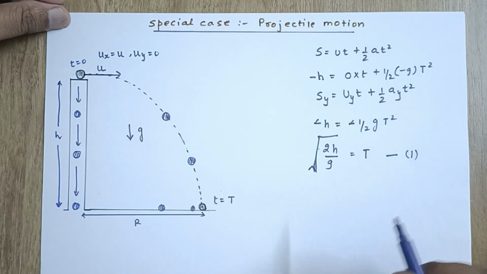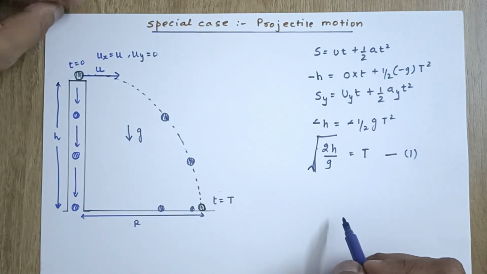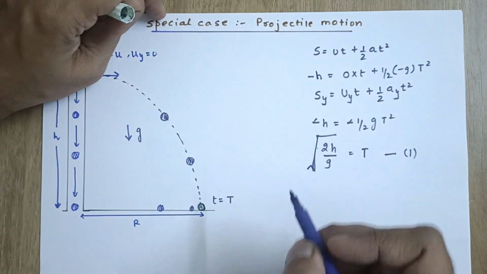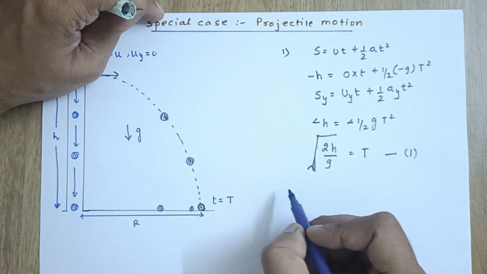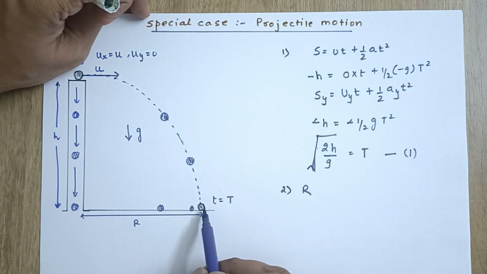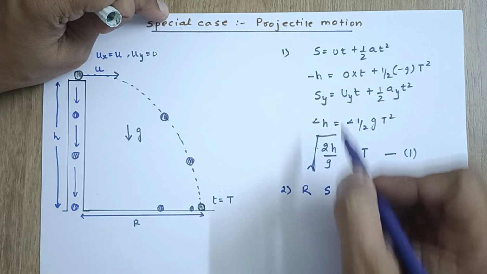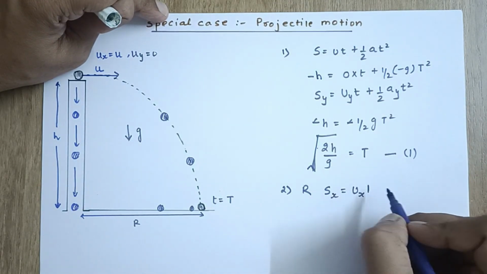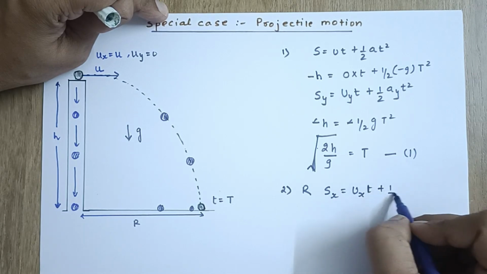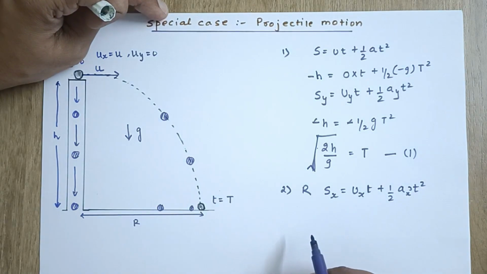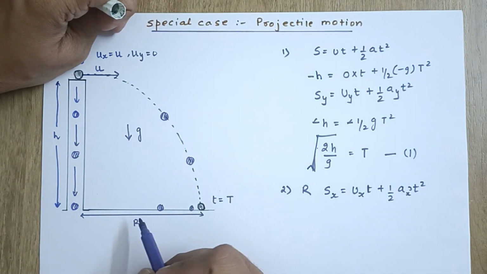This is our first equation. All right. Now, if we are being asked to find out the range, this is our first equation. The second equation is the range, and now I'm going to target the x-axis. So sx is equal to ux t plus half ax t square. Now I'm going to use this equation for the x-axis.